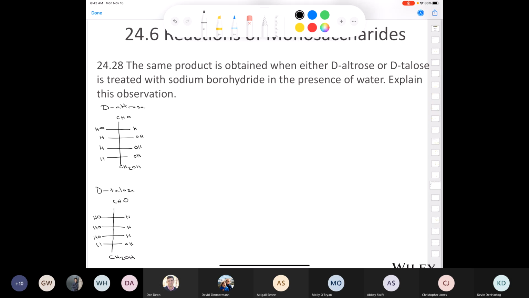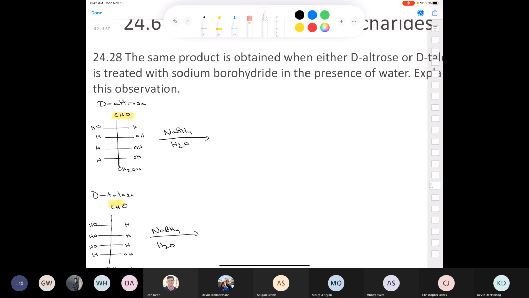Okay, so now we have them both here, and we're going to treat both of them with sodium borohydride in water. And what are we going to form? We're going to form an alditol, aren't we? So sodium borohydride in water. And we're going to reduce both of the aldehydes, right? We're going to reduce this aldehyde and this aldehyde. So let's draw the product.